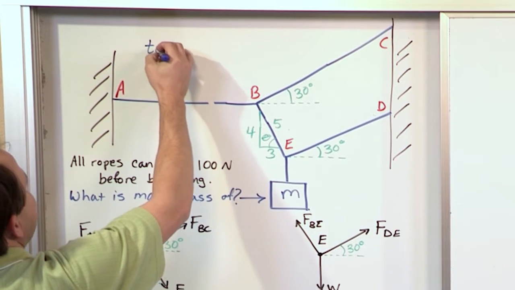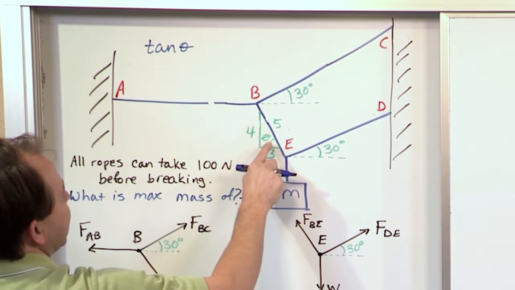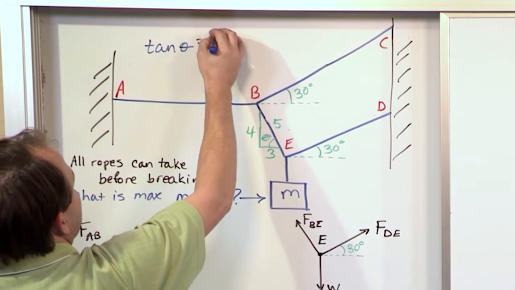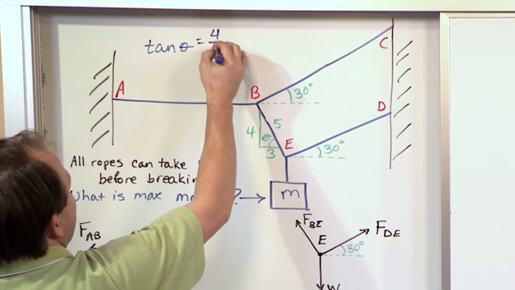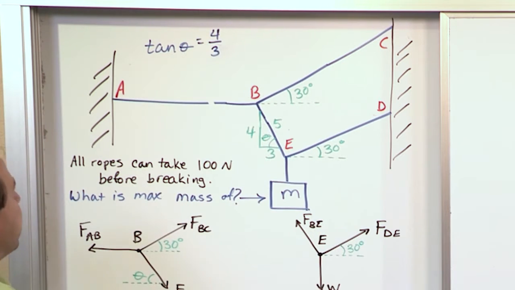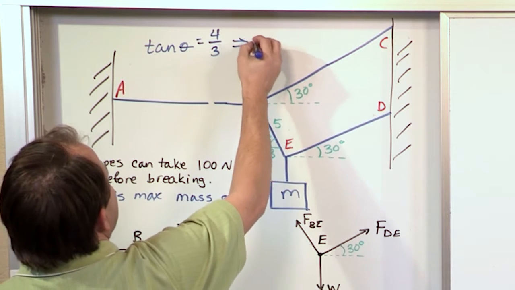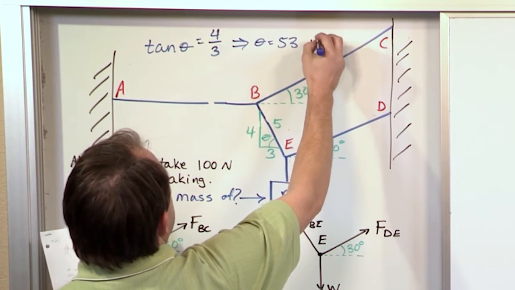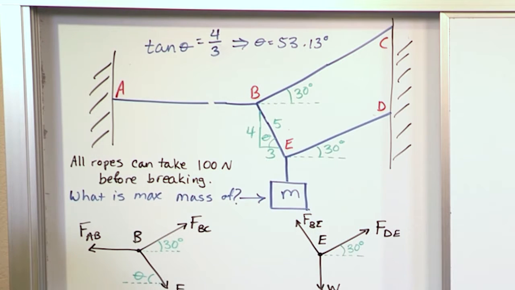And if you look inside this triangle, the tangent of this angle is the opposite over the adjacent side. So it's 4 over 3. All right, and so when you take 4/3 and take the inverse tangent, theta is 53.13 degrees. So this is 53.13 degrees.